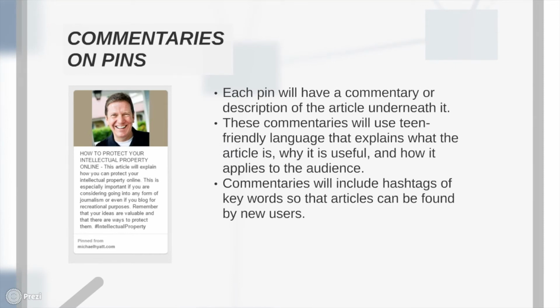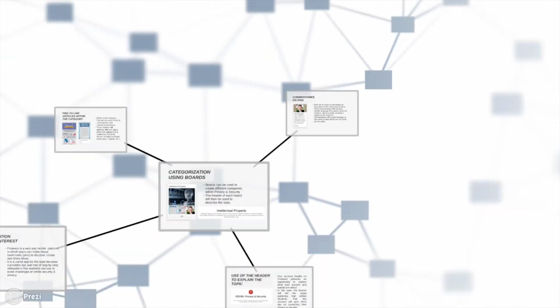Finally, each pin will have a commentary or description of the article. These commentaries will use teen-friendly language that explains what the article is and how it applies to the audience. Commentaries will include hashtags of keywords so that the articles can be found by new users. After reading the commentary, users will know if the topic is useful for them and can click on the pin's image to access the article.